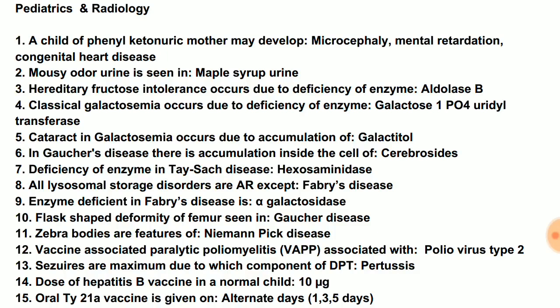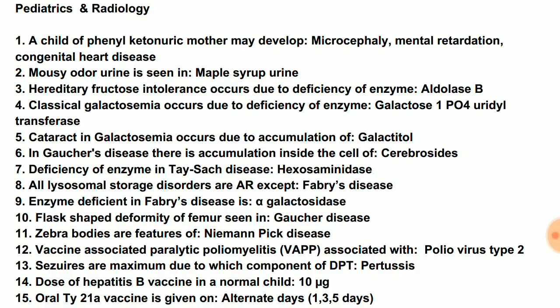All lysosomal storage disorders are autosomal recessive except Fabry's disease. Fabry's is X-linked recessive, I guess, just cross check once. The enzyme deficient in Fabry's disease is alpha galactosidase. In Gaucher's disease, there is accumulation of cerebrocytes.